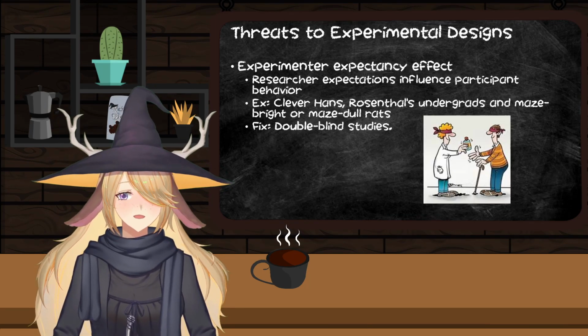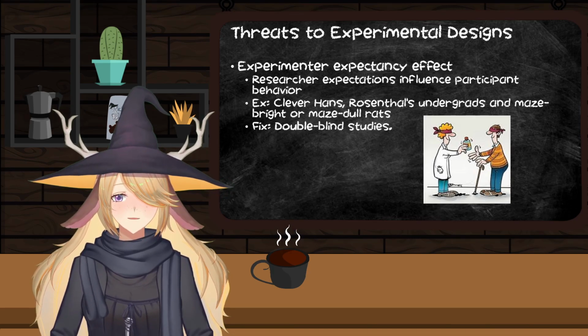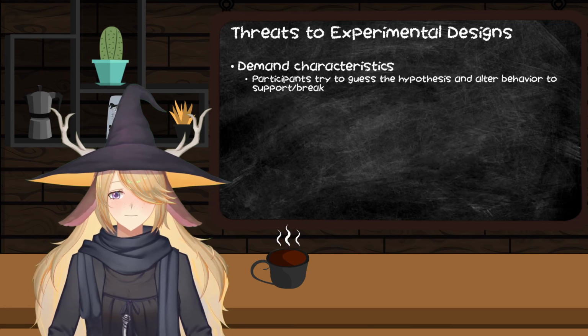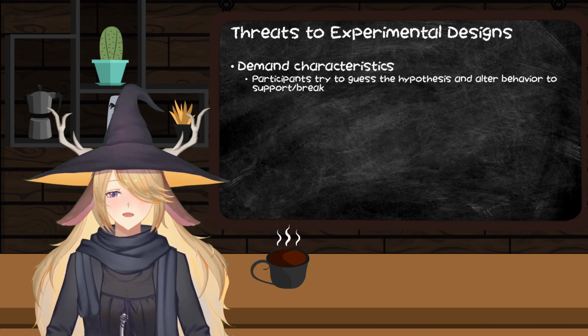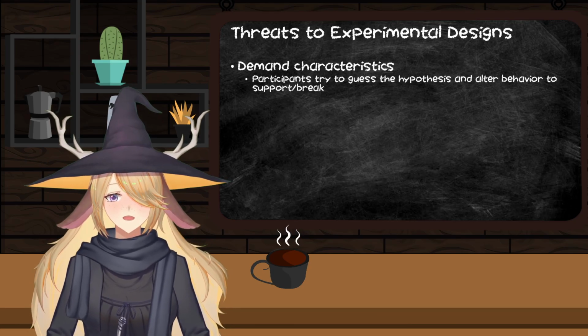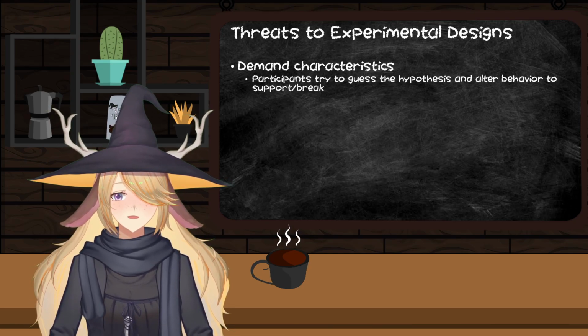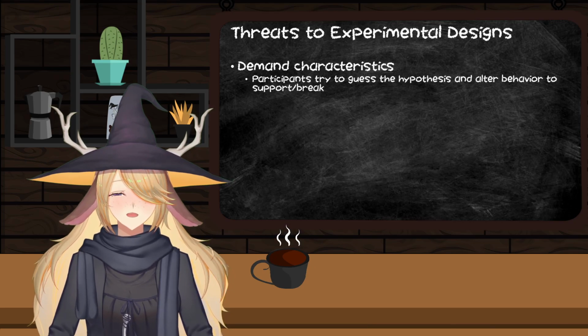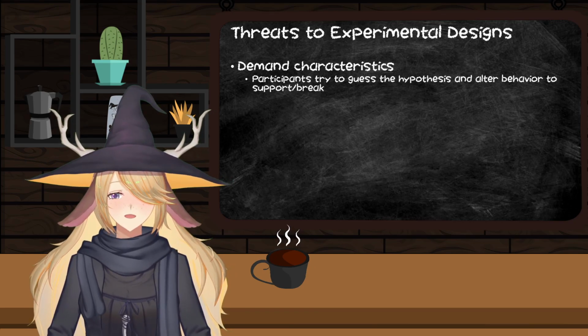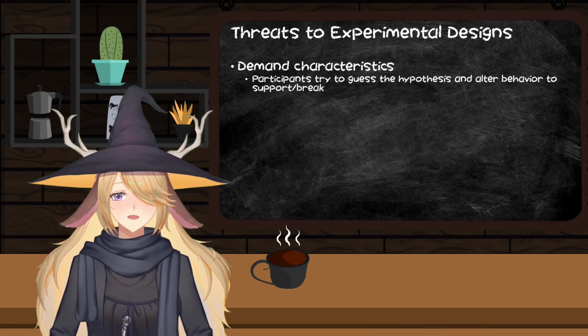So how do we fix this? Double-blind studies, where even the experimenter doesn't know what group the person is in. We talked a little bit about demand characteristics as well when we talked about observation and observation rooms. Participants might be able to guess your hypothesis and then mess with you by either trying to give you data that supports or breaks your hypothesis.